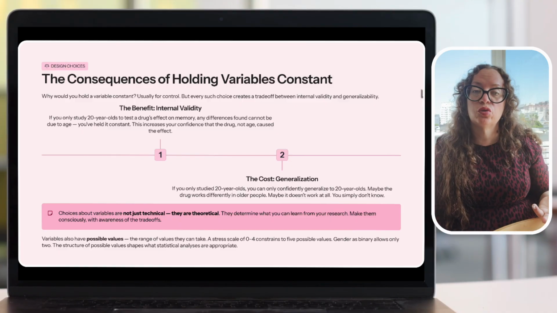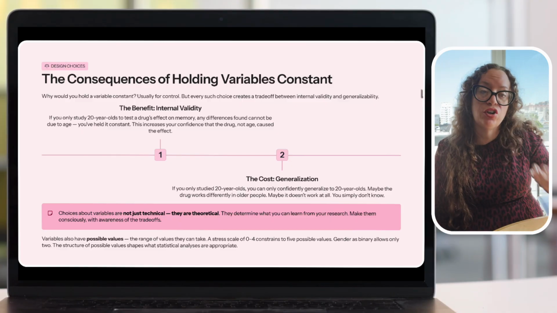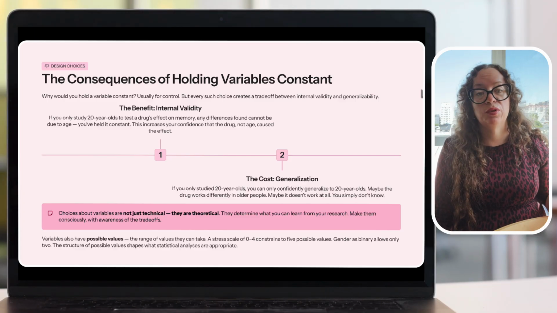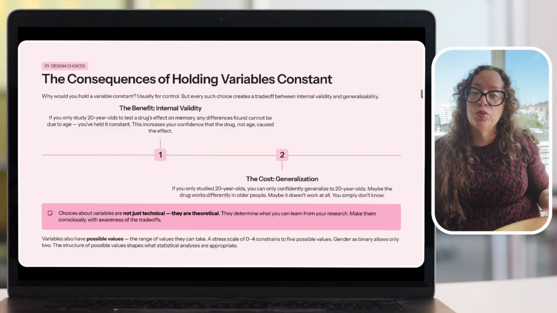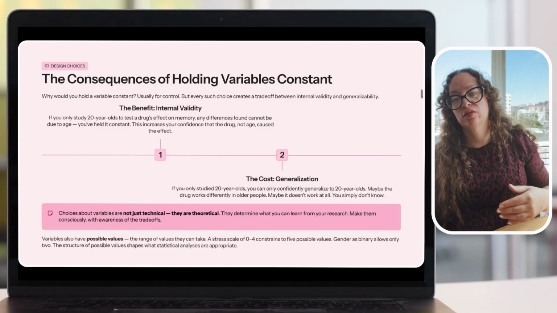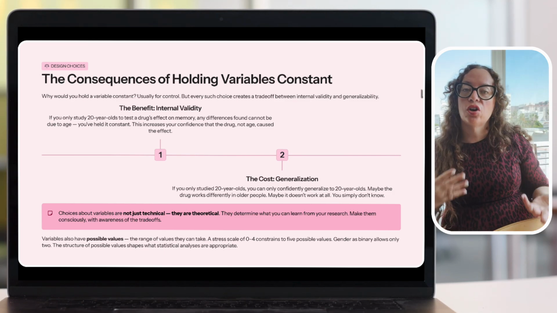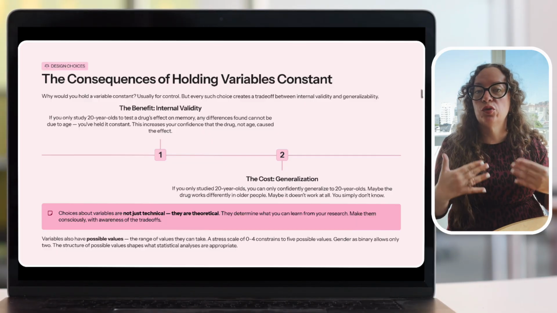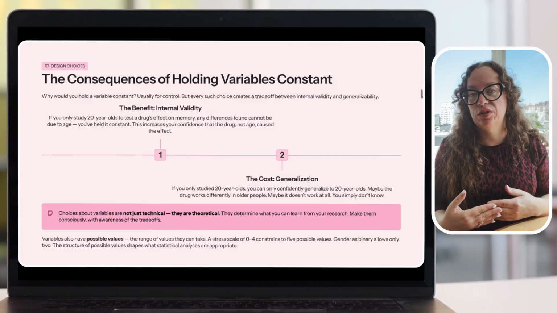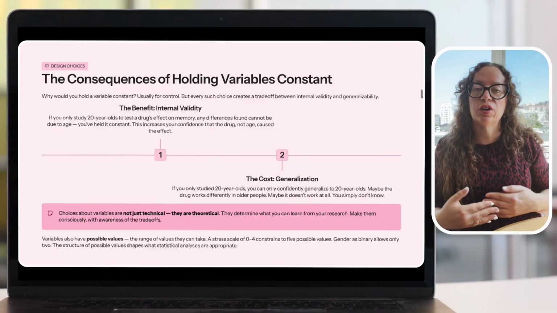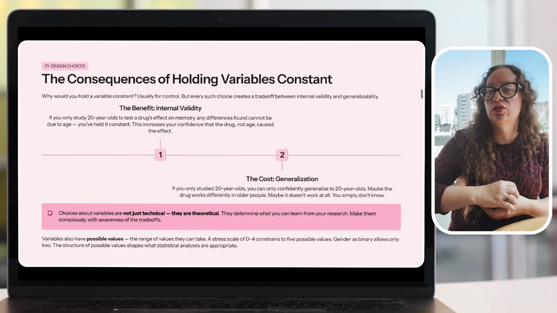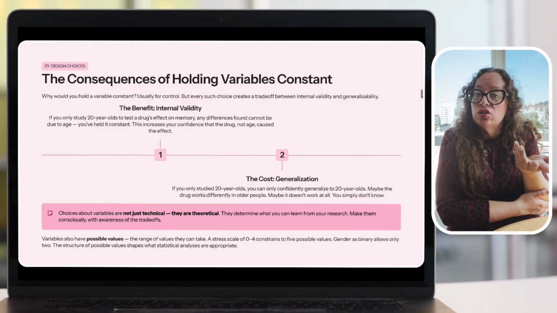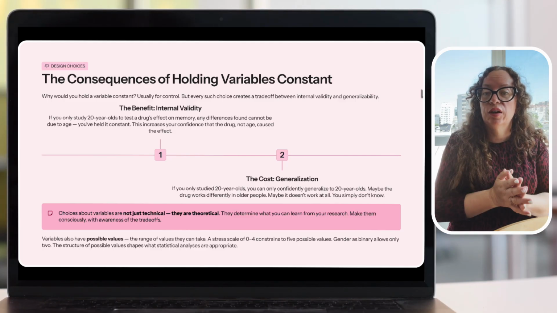So if you only study 20-year-olds, you can only confidently generalize to 20-year-olds. Maybe the drug works differently in older people. Maybe it doesn't work at all. Okay? You don't know because you held age constant. So there's a trade-off. Holding things constant gives you control, but limits your ability to generalize. Including variation gives you breadth, but makes it harder to isolate specific effects. The point is, choices about variables are not just technical, they're theoretical, and they can determine what you can learn from your research, and you should make them consciously with awareness of those trade-offs, okay?